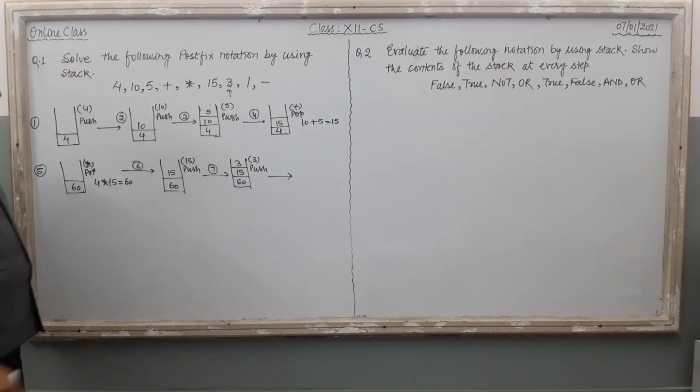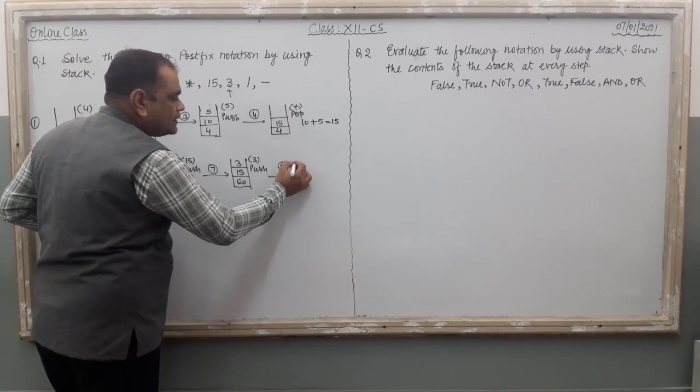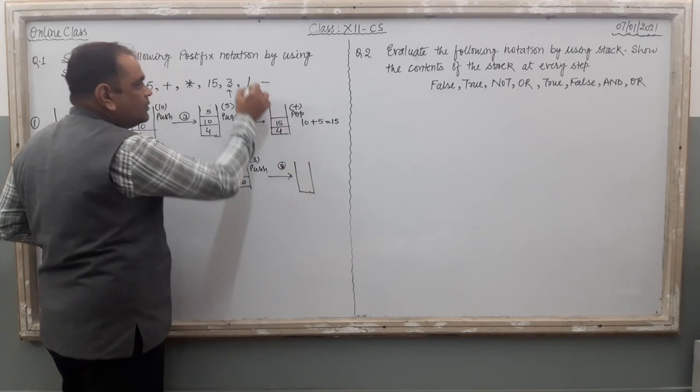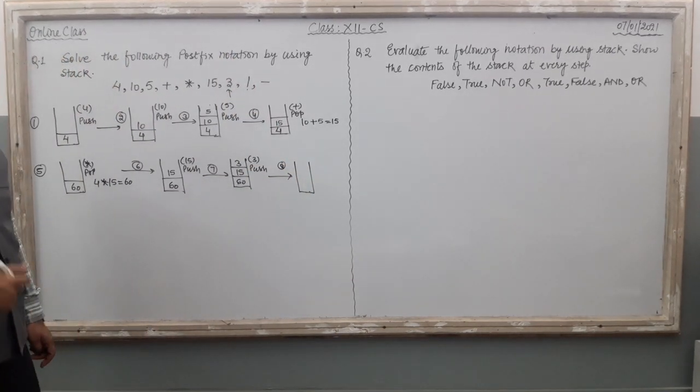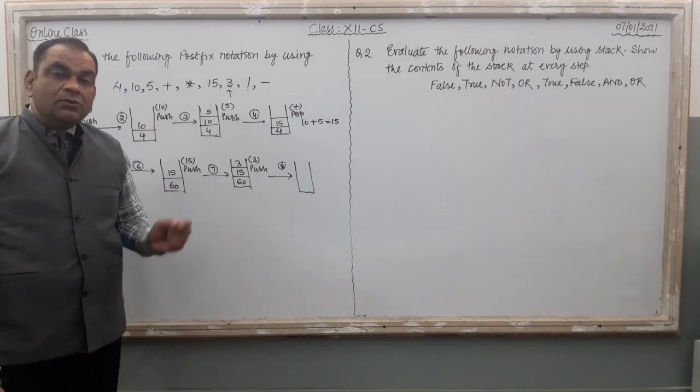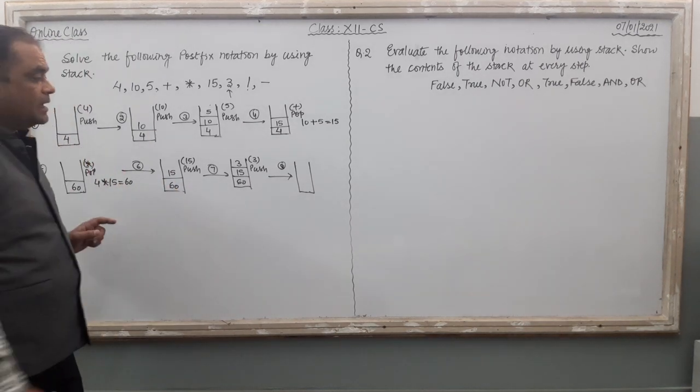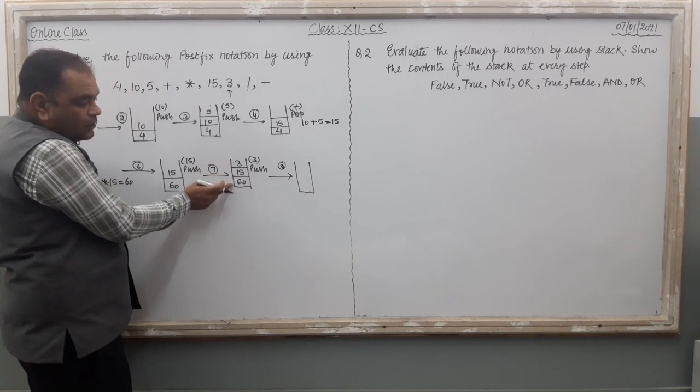Done? Now the eighth step. What is the eighth step here? Here you just see the operator, divide. It is a binary operator, so you have to take two values from the stack. Two values. Right now 3 values are there.